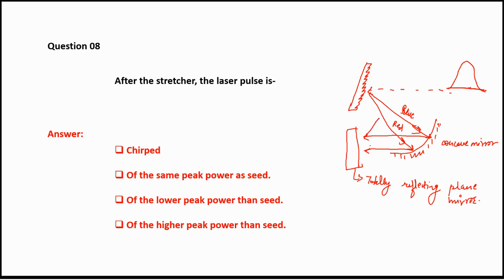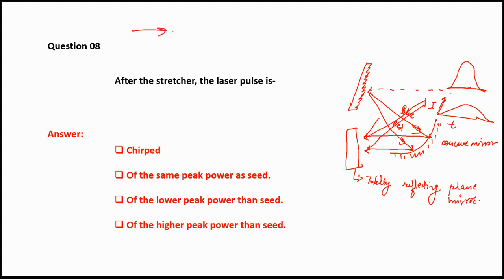When you talk about a totally reflecting plane mirror, the light again passes at a certain angle. When it comes out, it is in the form of a straight beam which has such a broad intensity with respect to time curve. This process is called chirping. What is chirping?